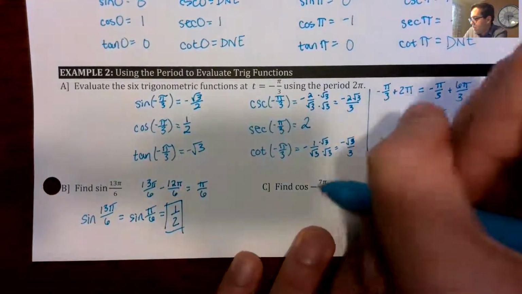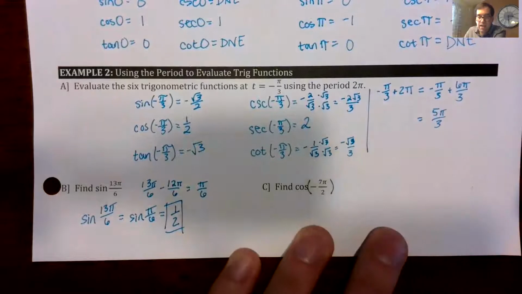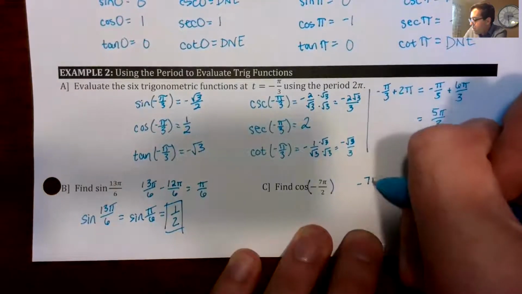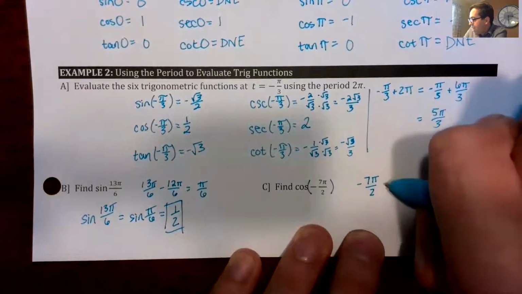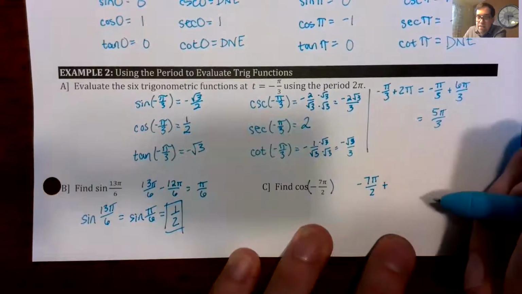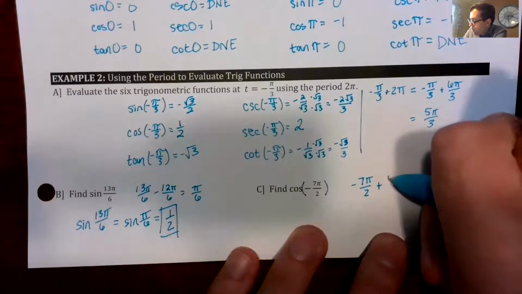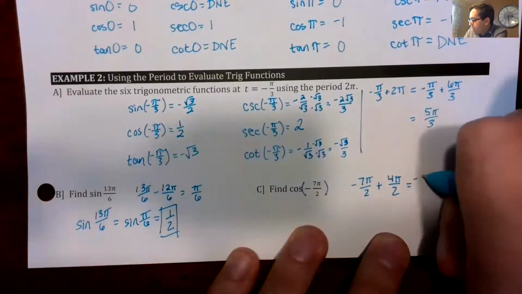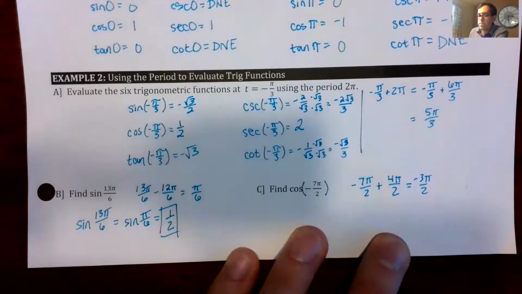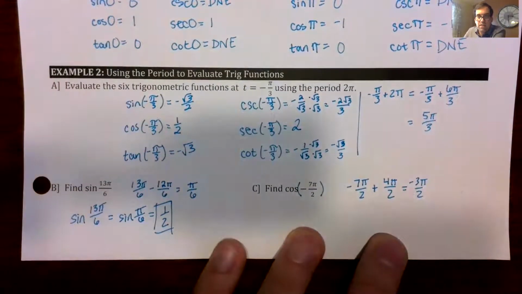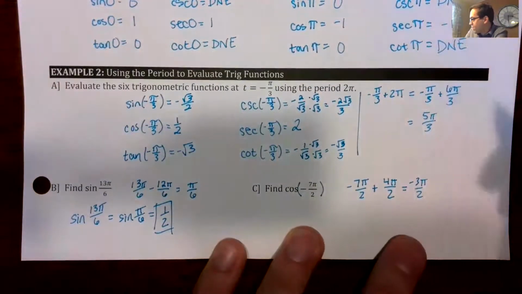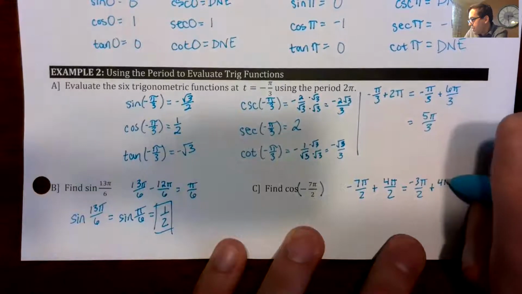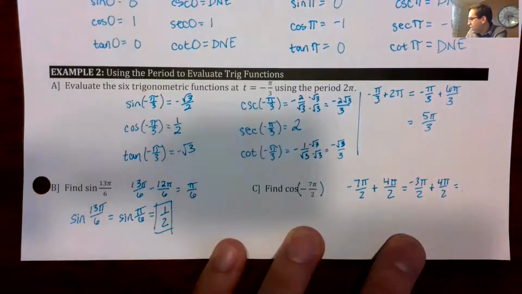This one starts negative. It's cosine of negative 7 pi over 2. So we do negative 7 pi over 2. If we add 2 pi and we want to have a common denominator, it's going to be 4 pi over 2, which gives us negative 3 pi over 2, which unfortunately is still negative, right? It's still not on the unit circle, so we're going to have to add 2 pi again. And now we get pi over 2.